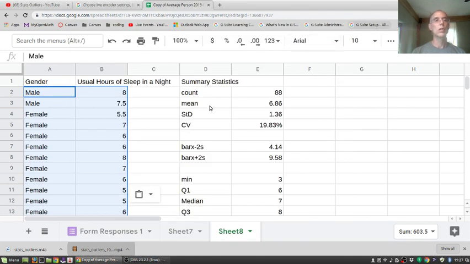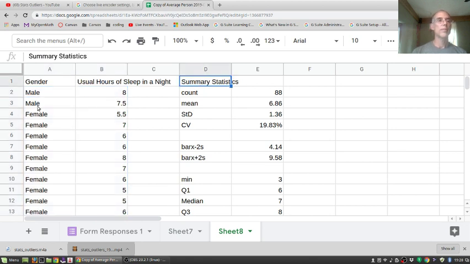So, quick note on summary statistics and outliers. I have some data I collected in a survey recently. We have gender versus usual hours of sleep in a night. And I already calculated some standard summary statistics, so I usually do a count to see how much data I have. Mean and standard deviation go together.